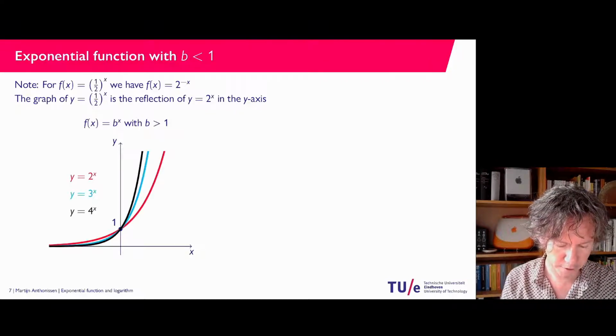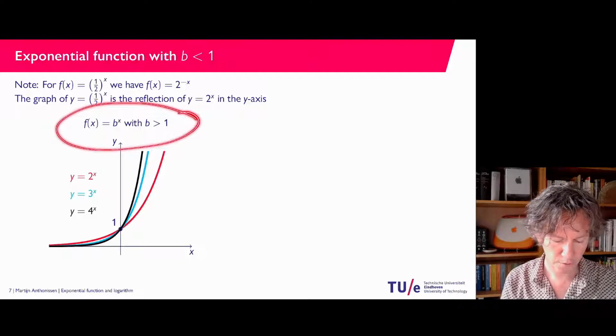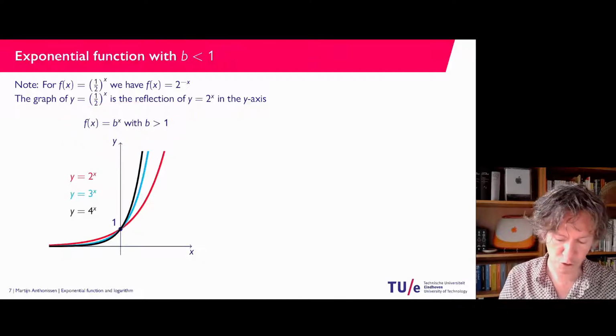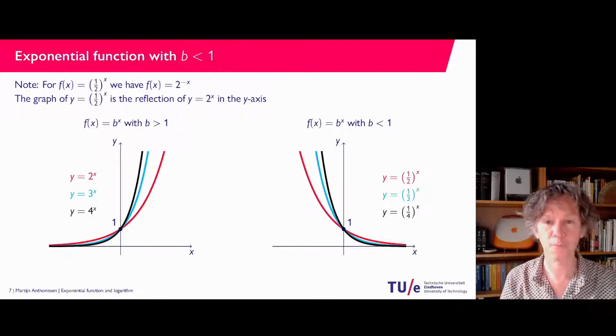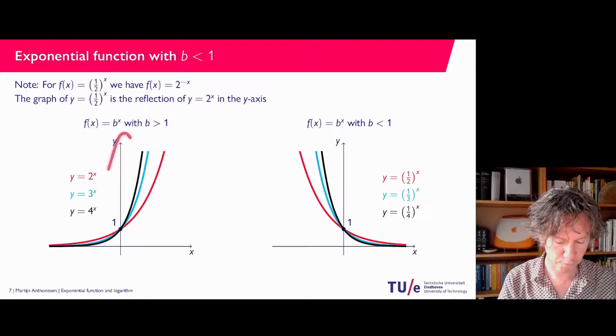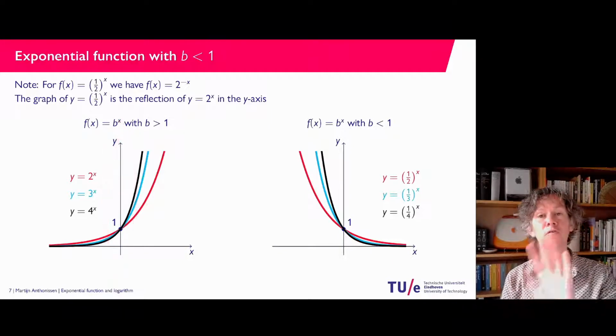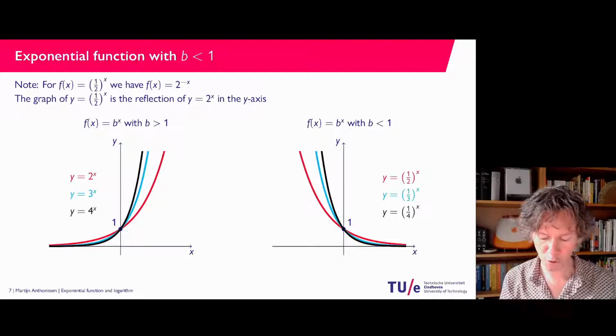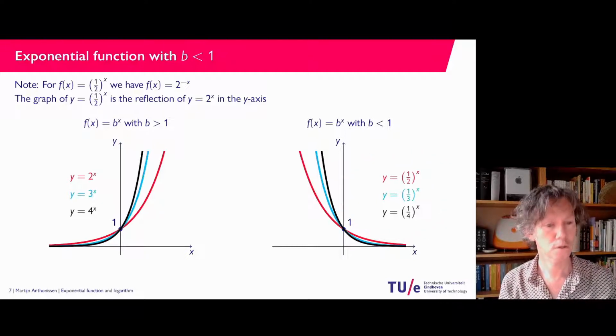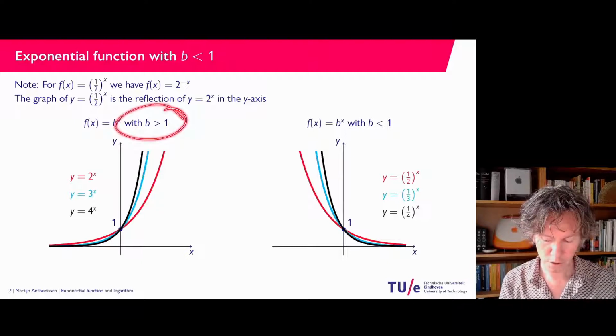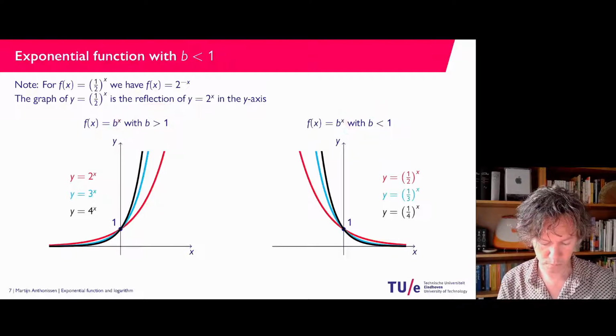So here I've done that. These are the graphs that we have already seen on the previous slide. And if you now mirror them in the vertical axis, so here is the vertical axis, and you simply flip them around, then you have the graphs of these functions. So they are related. So this is b bigger than 1, and this is b smaller than 1, the base.